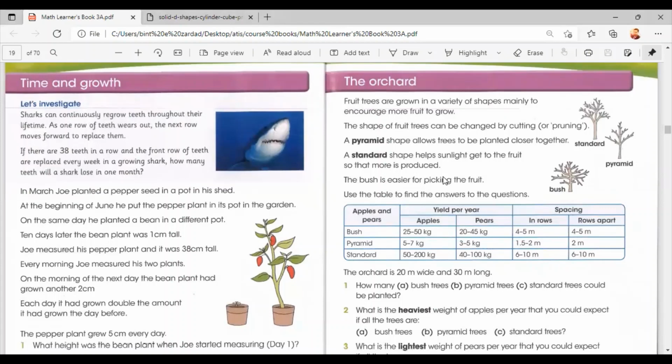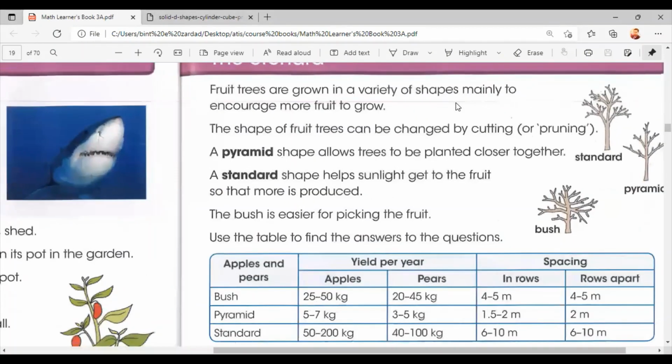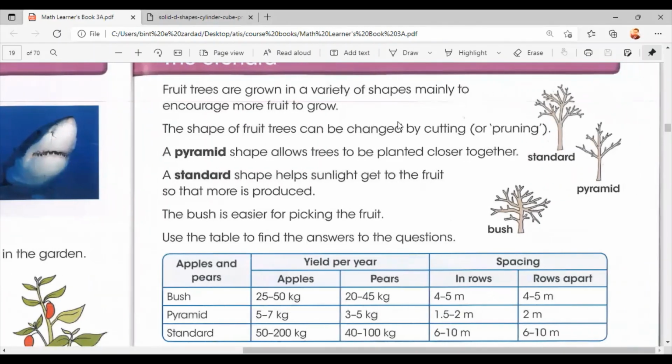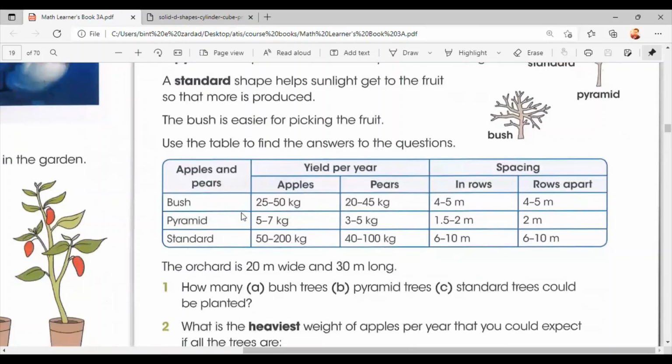Orchard. The fruit trees are grown in a variety of shapes, mainly to encourage more fruit to grow. The shapes of fruit trees can be changed by cutting or pinching. The pyramid shape allows trees to be planted close together. This is a standard shape, this is a pyramid shape, and this is a bush shape. Use this table to find the answers to the questions.